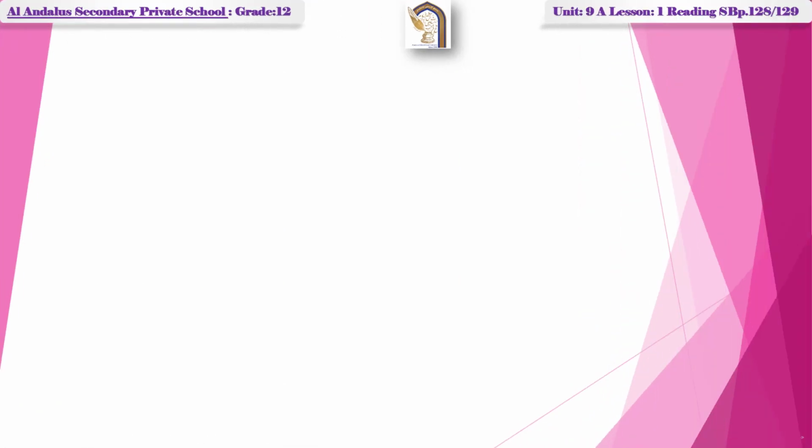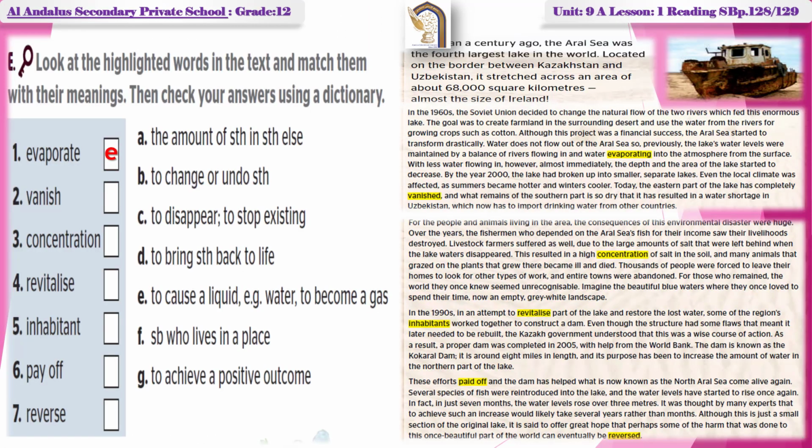Now, gentlemen, this is exercise E and a new different task which is actually related to vocabulary. Let's read together. Look at the highlighted words in the text and match them with their meanings. Then check your answers using a dictionary. Now let's start. Number 1. Evaporate. That's right. This is sentence E. To cause a liquid, for example water, to become a gas.